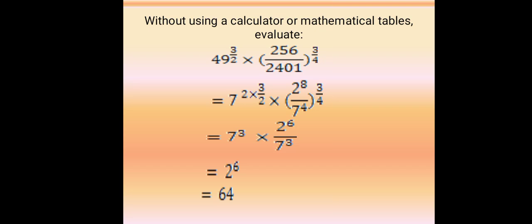2401 we can write as 7 raised to the power of 4. Multiplied by the other power 3 over 4, we get 7 cubed. Now our new equation is 7 cubed multiplied by 2 to the power of 6 over 7 cubed. The 7 cubes cancel each other, so that we only remain with 2 raised to the power of 6, giving us our answer as 64.